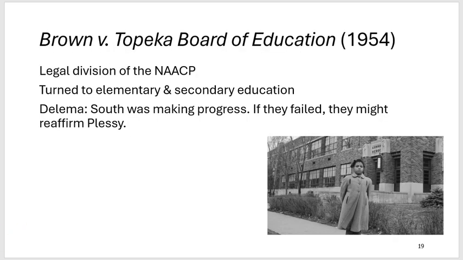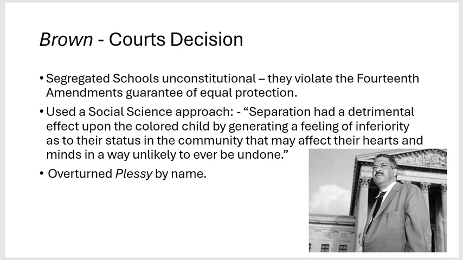Here they're kind of going for broke, and there was some division within the NAACP about whether they should actually do that. The dilemma was the South was making progress, and if they tried to get the Supreme Court to overturn this idea of separate but equal and failed, they might reaffirm Plessy and set the Black Civil Rights Movement back. But they decided to go ahead with it anyway, and the Supreme Court agrees and declares that segregated schools are unconstitutional because they violated the 14th Amendment's Equal Protection Clause.